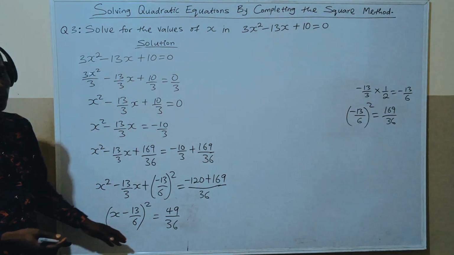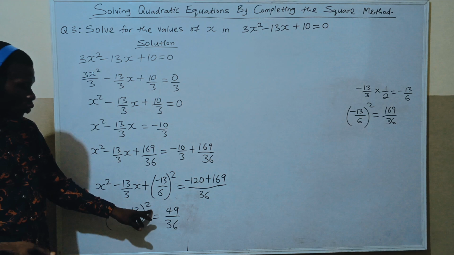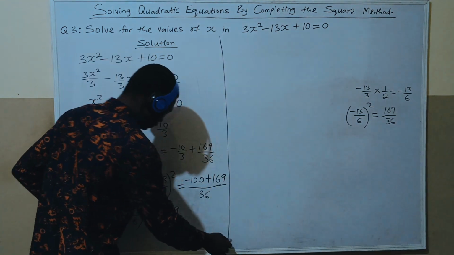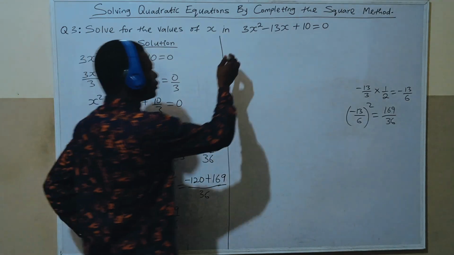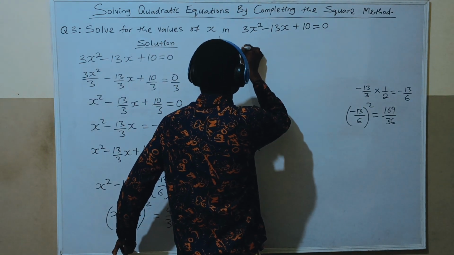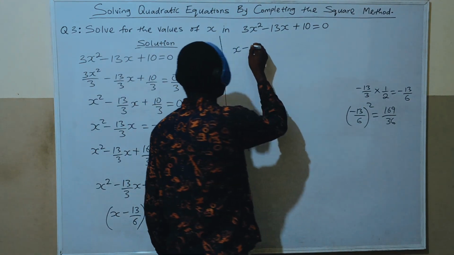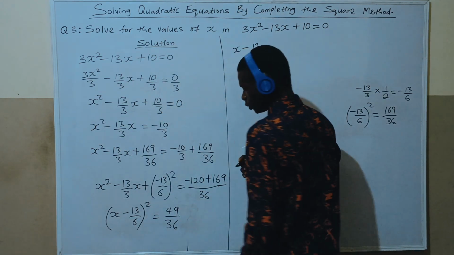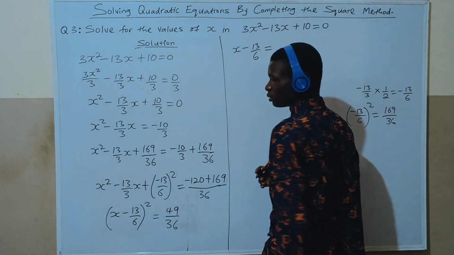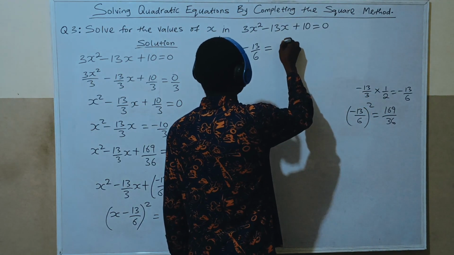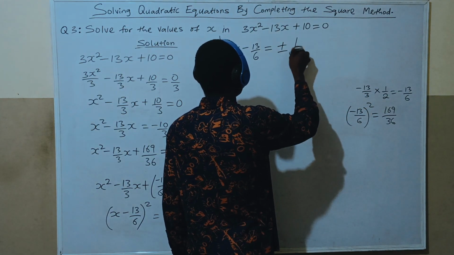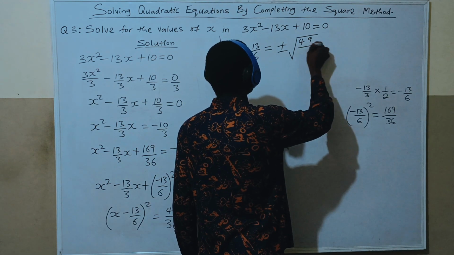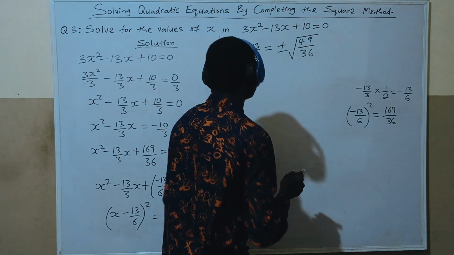We'll take the square root of both sides so that we'll be able to deal with this square. So let's take the square root of both sides. We'll take the square root of this one, we'll be left with only x minus 13 over 6. That's going to be equal to. When we take the square root of the right hand side, we are going to have to introduce our plus and minus sign. And that's going to be plus and minus the square root of 49 over 36.